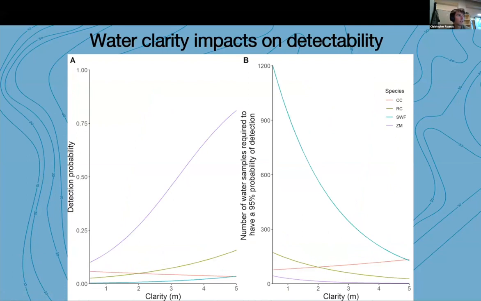And I can show some of the other impacts here on detectability. So this is water clarity. So this graph is set up in the same way, where we have detection probability on the y-axis, and then on the x-axis we have the clarity of the lake in meters. And so you see that zebra mussels get much more detectable as the lake gets clearer. And the other species kind of have much lower increases in detection probability.